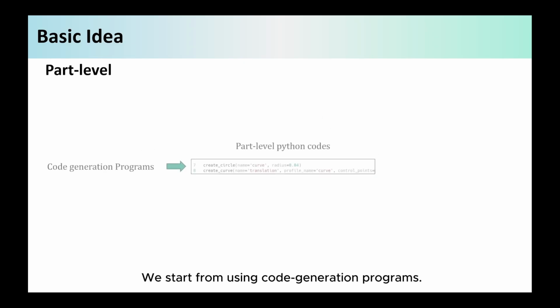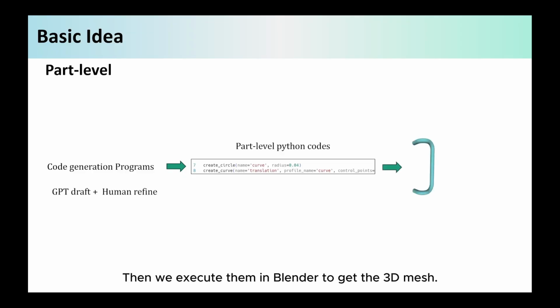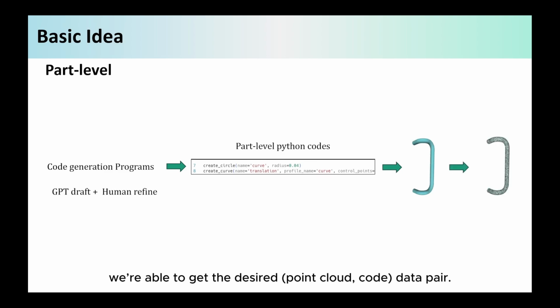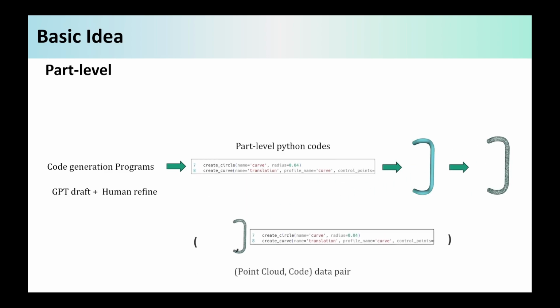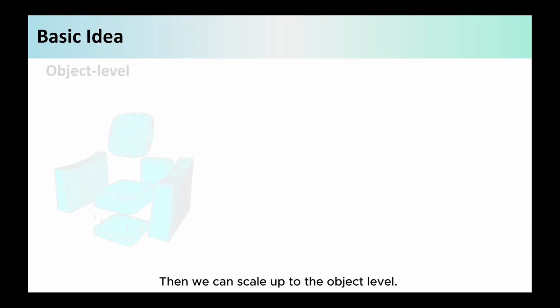We start from using the code generation programs. These programs are drafted by GPT and then refined by human experts. Then we execute them in Blender to get a 3D mesh. After extracting point cloud, we are able to get the desired point cloud code data pair. And using this, we can train a part-level inference model. Then we can scale up to the object level.